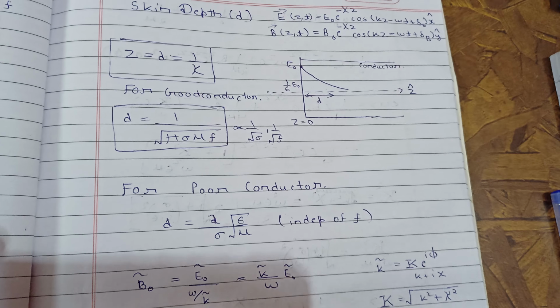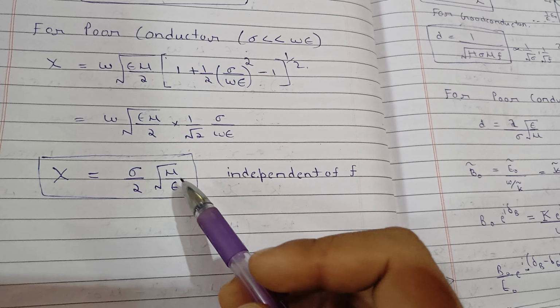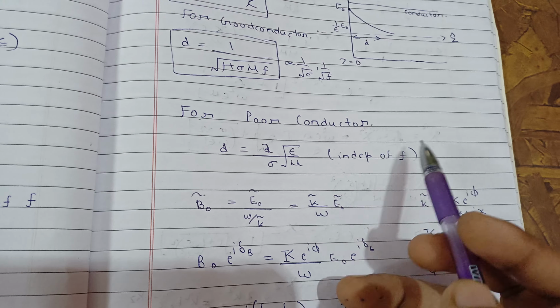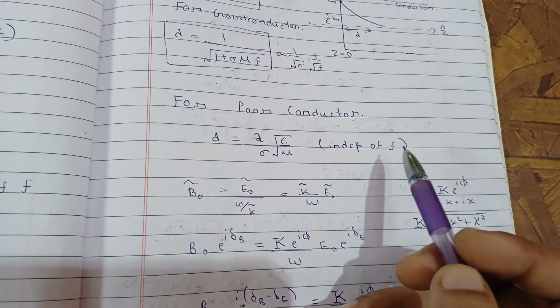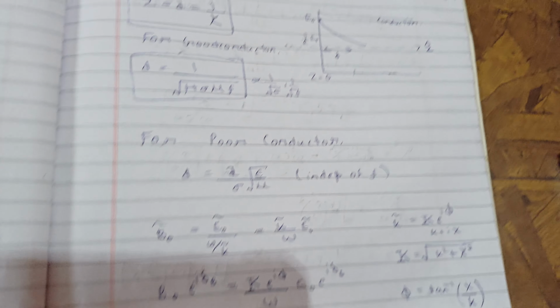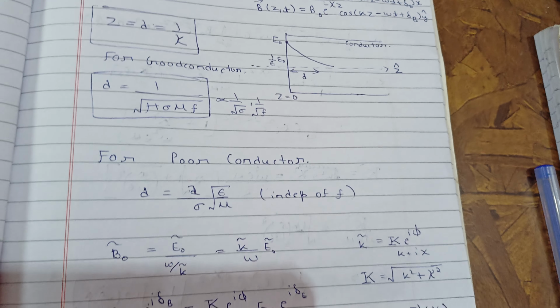And for the poor conductors, kappa is simply this. So just take the reciprocal, it will give you 2 epsilon divided by sigma mu. So it will be this expression, and this is independent of f. So you must remember, a question can be framed where the frequency is given and you need to find the skin depth. So remember that it is independent of f. Now, skin depth is only this, it can be asked from this portion.